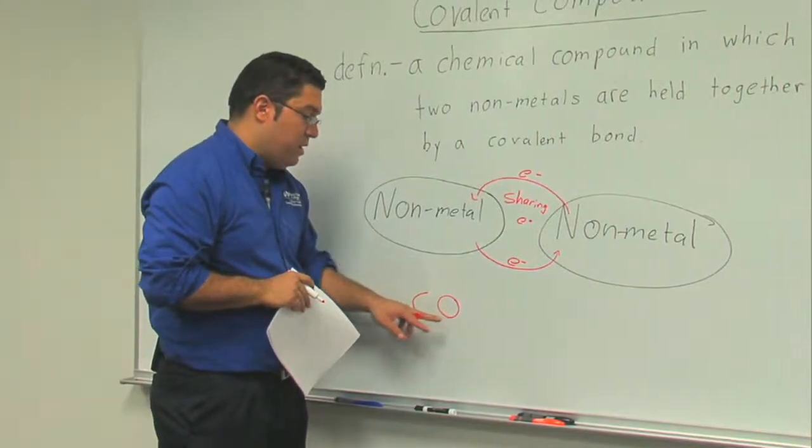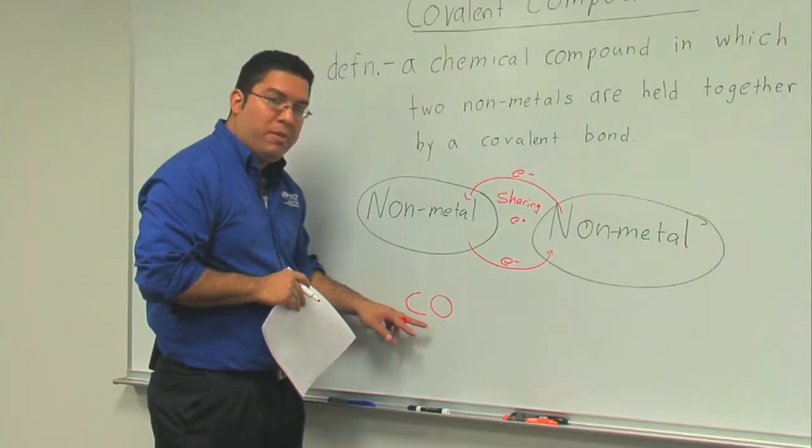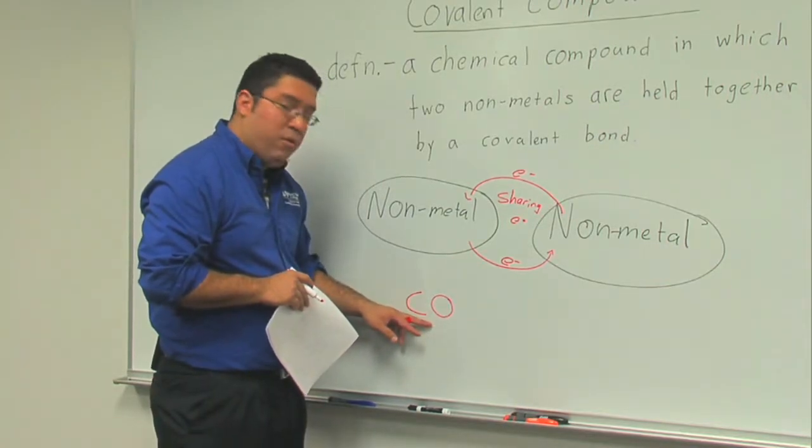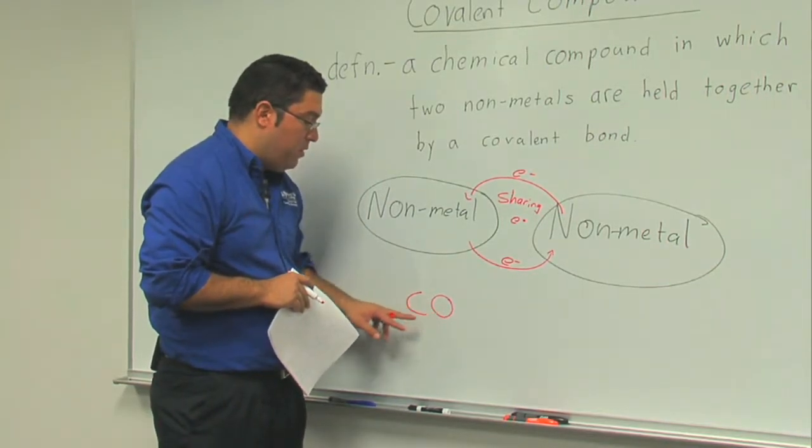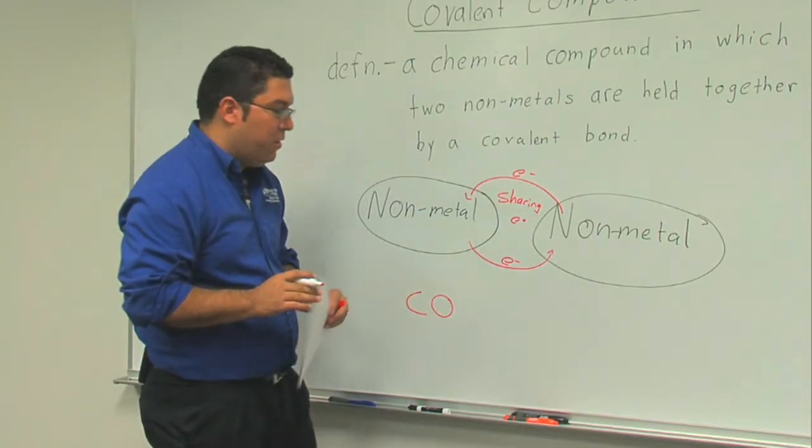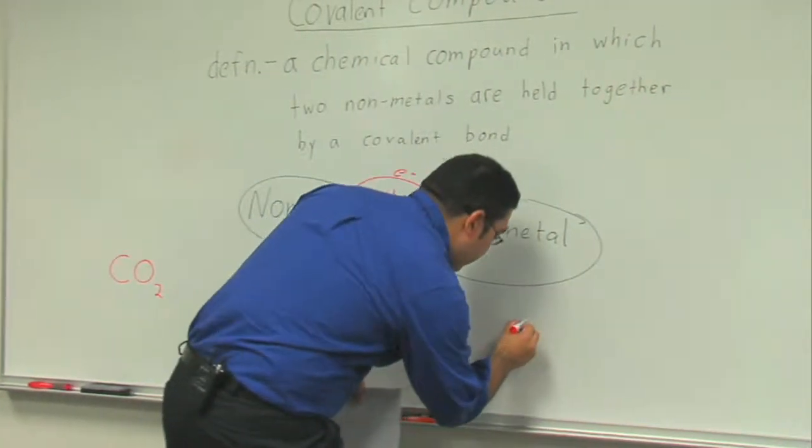One carbon and one oxygen combined together produces carbon monoxide. This is definitely a covalent compound. They're both nonmetals and they're both sharing electrons. So that's another typical example.